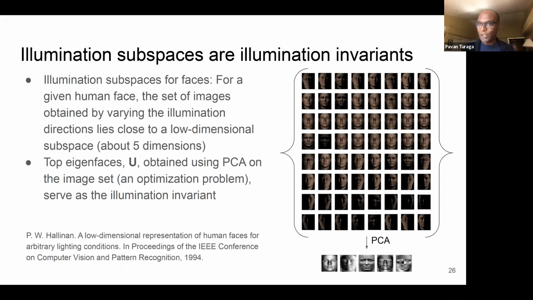So given a single picture, we want to find that subspace which corresponds to the illumination subspace for that subject. You cannot do it, impossible problem in the classical world. You cannot go from a single picture to a subspace without additional knowledge.